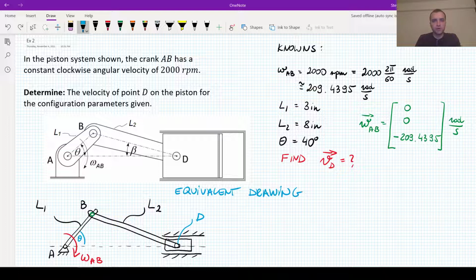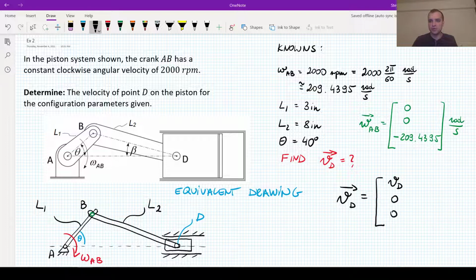And they ask us to find VD. I hope that most of you see that VD will have only one component. VD is equal to VD, 0, 0. How do we know that? Because this is the trajectory of our piston. Yes, our piston can only move back and forth. It cannot have any other component of velocity, so every other component has to be 0. Okay, so that's our first information.